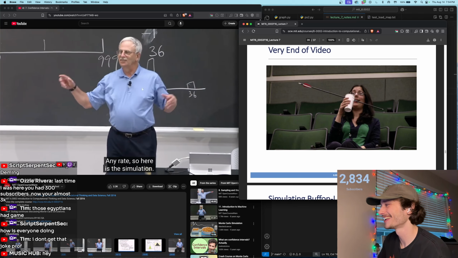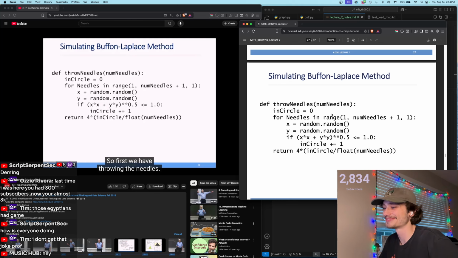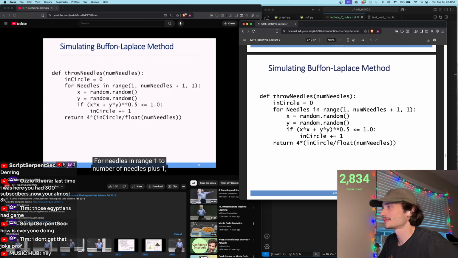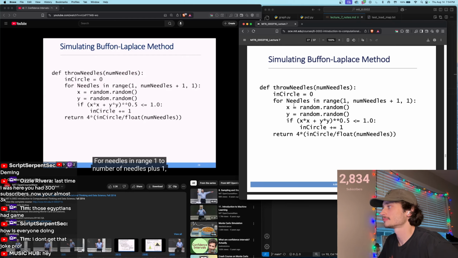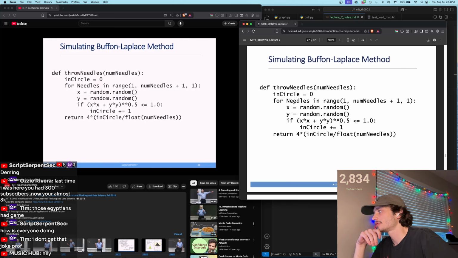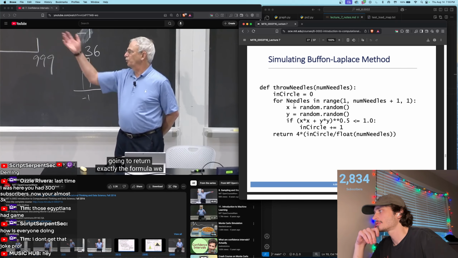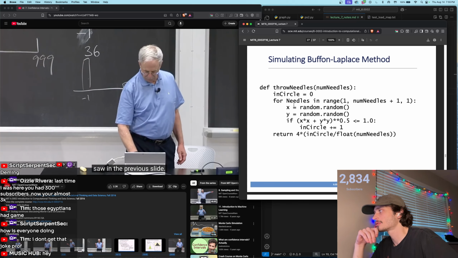At any rate, so here's the simulation. So first we have throwing the needles. For needles in range 1 to number of needles plus 1, we're going to choose a random x, a random y. And circle is 0. And then if it lands within the bounds of the circle, it's in the circle, and there we'll use the Pythagorean theorem to tell us that. All right? And we'll just do this, and then we're going to return exactly the formula we saw in the previous slide.